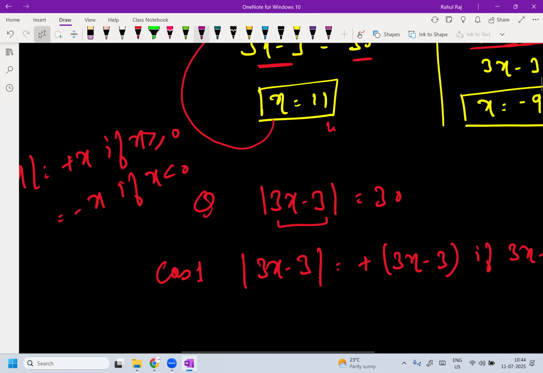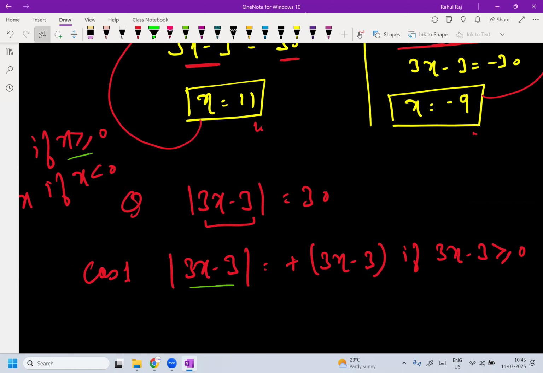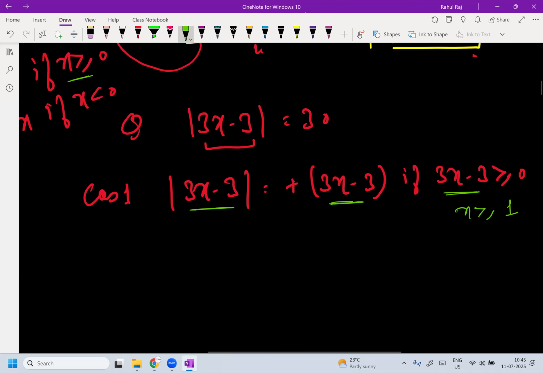I have exactly followed the definition, Shweta. Mod x is equal to positive x if x is greater than or equal to 0. Here, this entire entity is x. So mod of x is equal to positive x if x is greater than or equal to 0. Now, this is what condition? x is greater than or equal to 1, right? Now you are supposed to solve it.